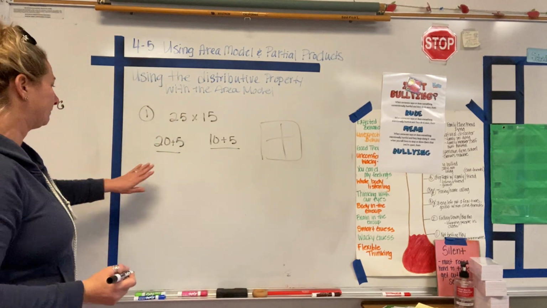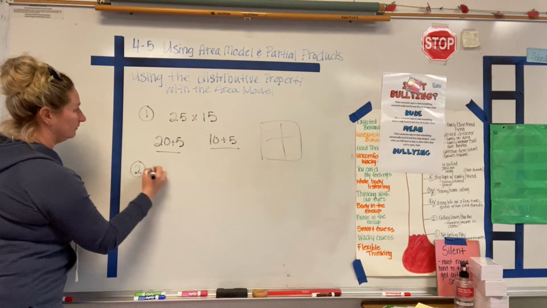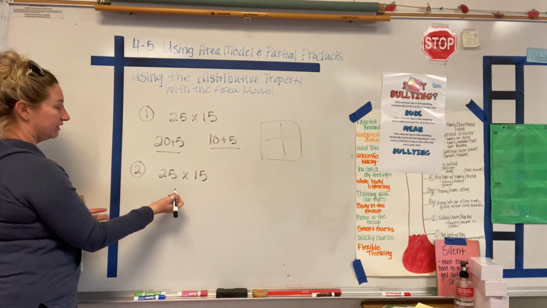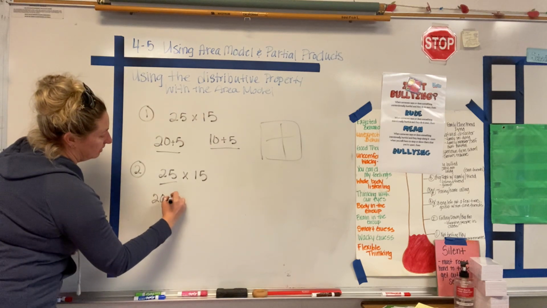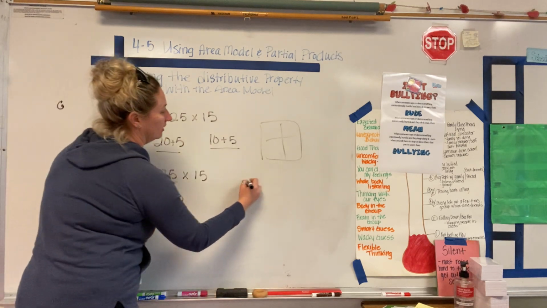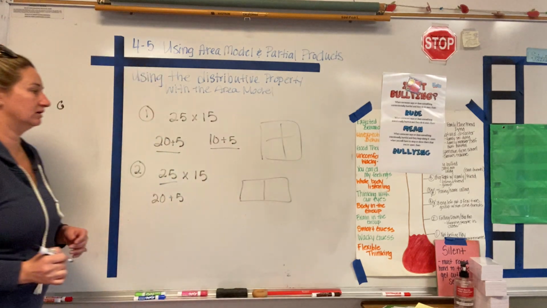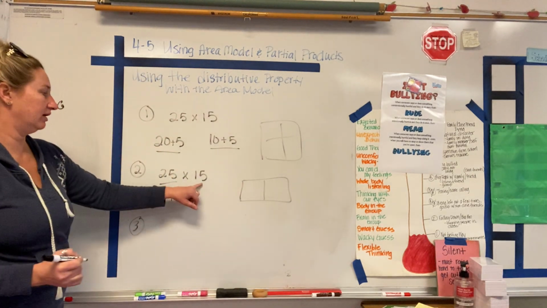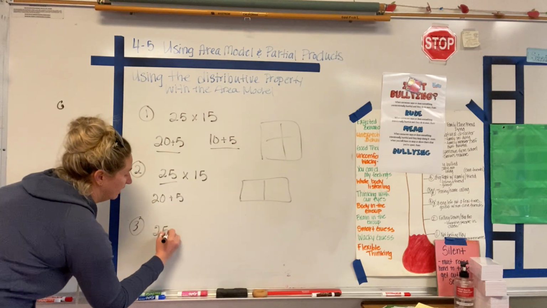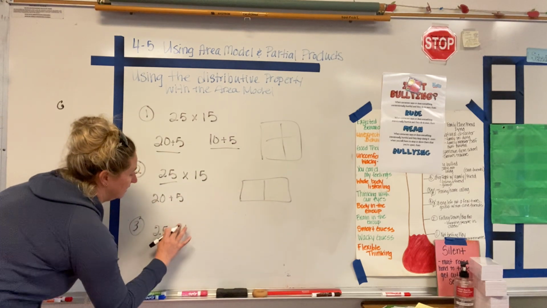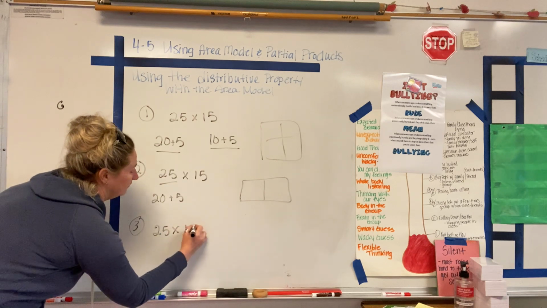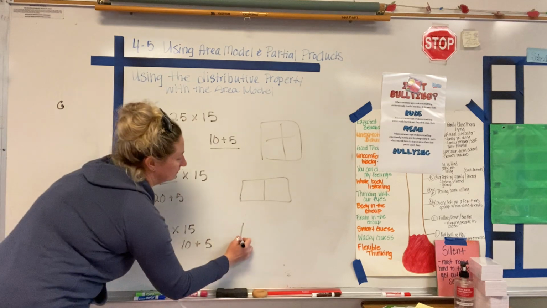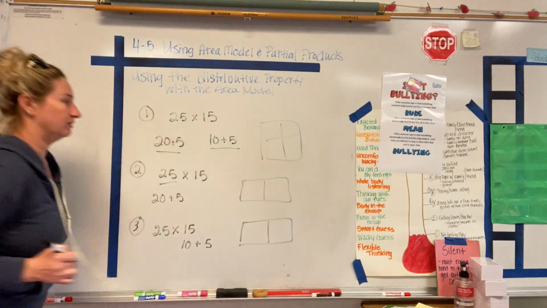Or 25 times 15, you can break apart one of the numbers, so 20 plus 5, and this way you'll have 2 boxes. Or you can break apart the other number, 15, so 25 times 15 into 10 plus 5, and you'll have 2 boxes on this one.